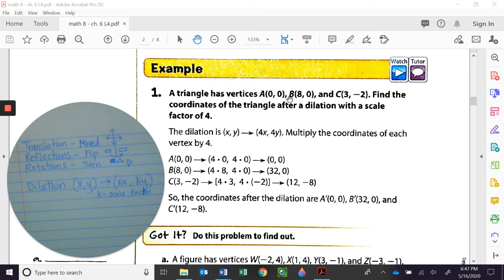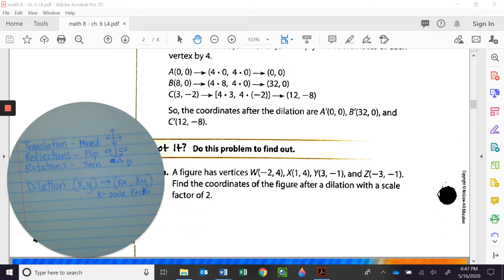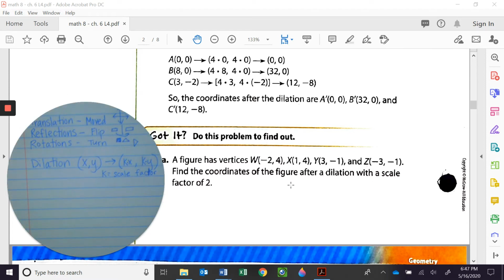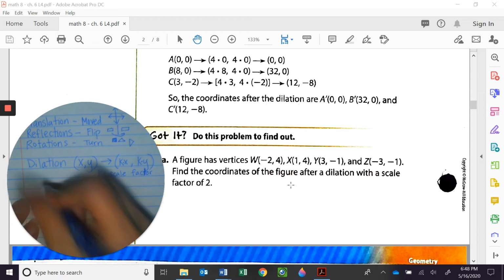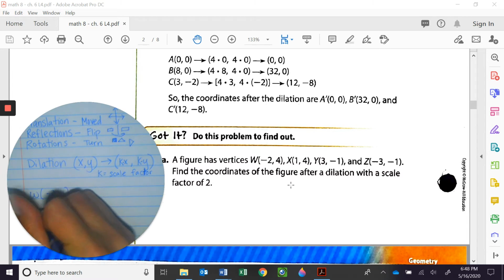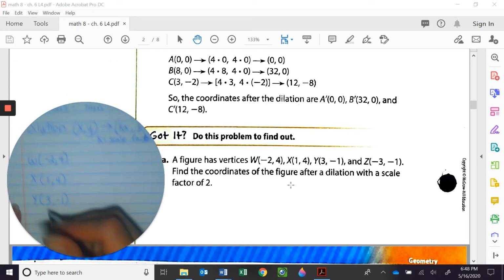So you can see here, right, they took the 3 points of this triangle, multiplied it by that scale factor of 4, and got new points, okay? Now it's going to be a little bit hard. I'm not going to be able to graph this so that you're going to be able to see it, but I will show you just because I don't have graph paper in front of me, but I can show you the points. So W was -2, 4. X was 1, 4. Y is 3, -1. And Z is -3, -1.